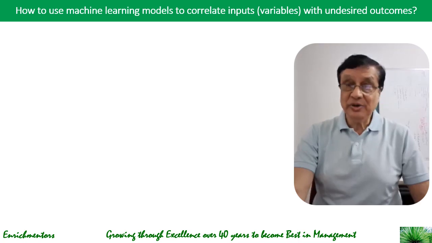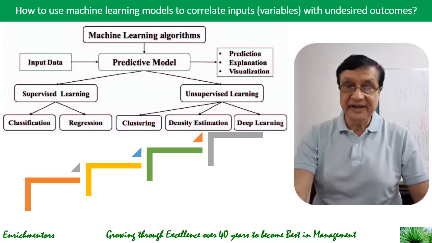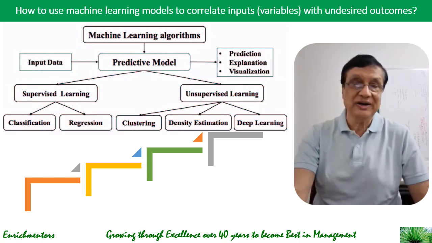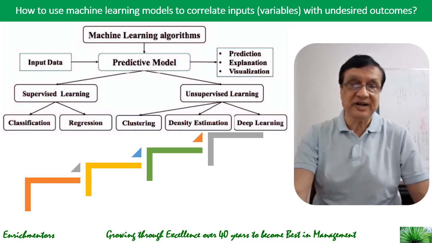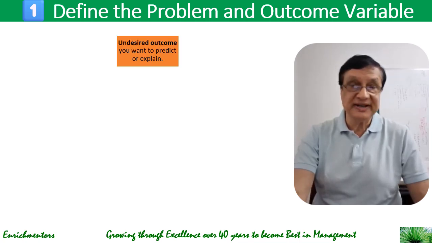Now, let's take a look at the step-by-step approach for using machine learning to find which inputs are most strongly associated with undesirable outcomes. Undesirable outcomes like churn, product defects, delays, fraud, etc. Your output could be different, but something which is undesirable, right? So the first step, obviously, is to define the problem and outcome variable.